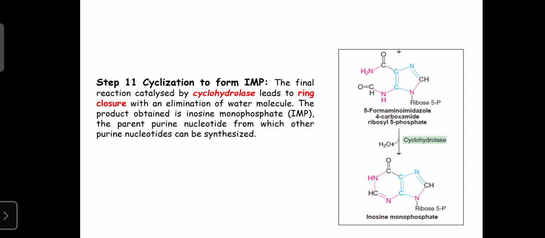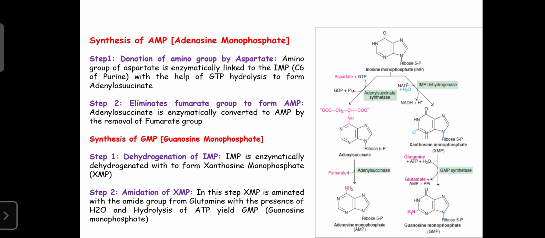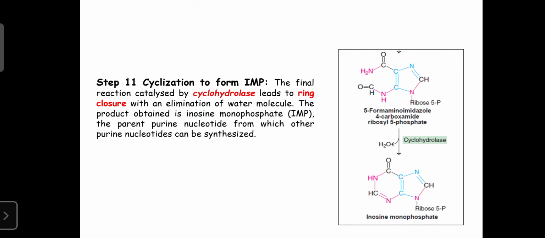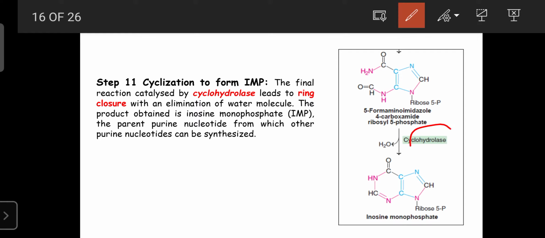The last step is the formation, or cyclization, of the basic molecule that is required for the synthesis of adenine and guanine. That is IMP, inosine monophosphate. This step is known as the cyclization to form IMP. This is the final step. This reaction is regulated by the cyclohydrolase enzyme.